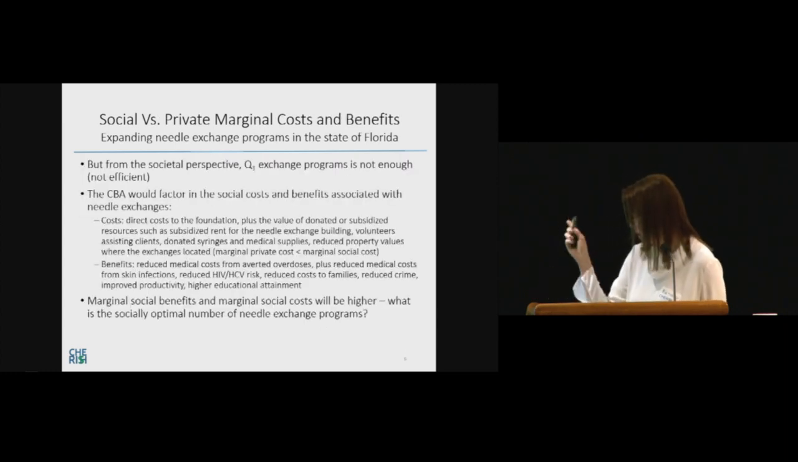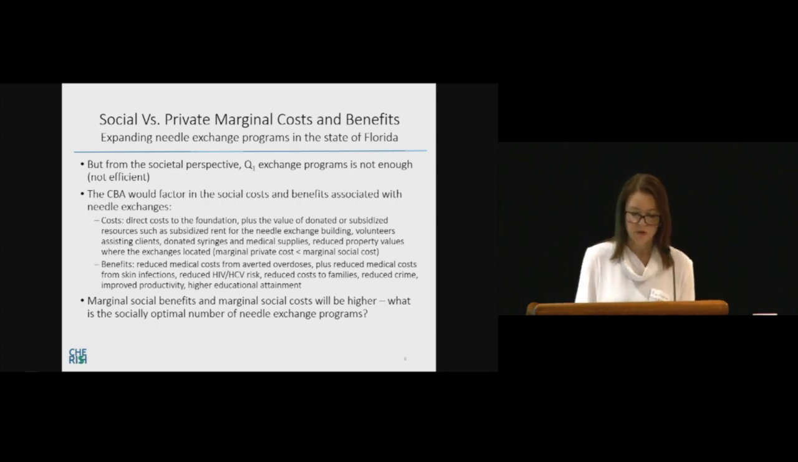All right, so now transitioning to think about this from a broader perspective, comparing the social versus the private marginal costs and benefits in this example. From the societal perspective, Q1, it turns out, is going to be too few needle exchange programs. Why? Well, let's go back to thinking about what would go into the marginal benefits and marginal costs in this case. On the cost side, it's not just the direct costs of running this program. These sorts of programs have a lot of donated resources, like lots of volunteer effort, a lot of donated syringes and medical supplies, and reduced property values perhaps, where the exchange program is located. That could bring down the property values in that neighborhood, and that would be a cost. Adding all of these things up means that your marginal social cost is obviously going to be higher than your marginal private cost from the foundation's perspective.